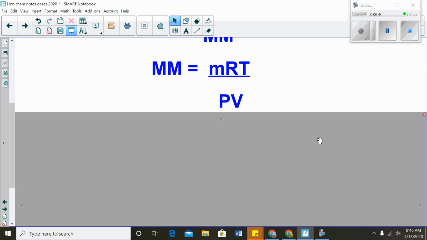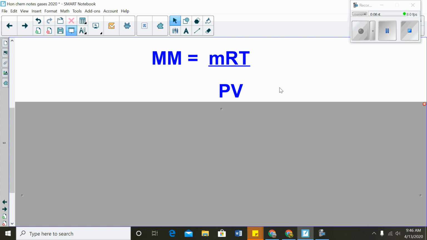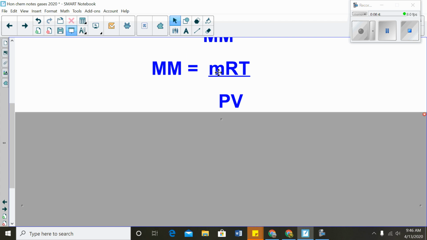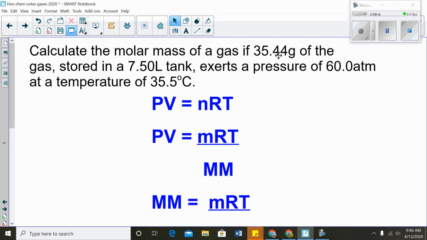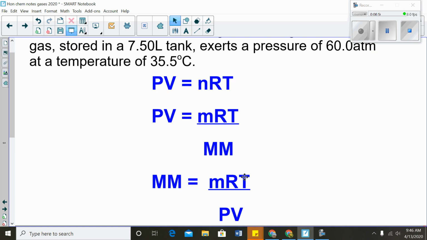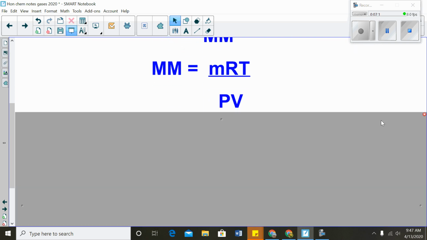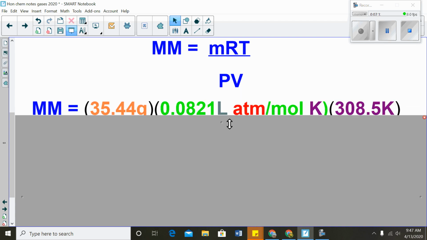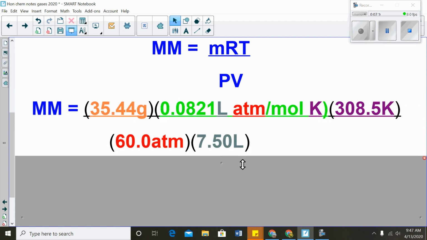So right now you really just need to use this equation to solve the problem, because watch what you're given. Do you have a mass? Sure do, 35.44 grams. T, temperature, right here, 35.5 degrees Celsius. P is pressure, 60.0 atm. V is volume, 7.50 liter. And then the R will be based on this pressure. So you really just need to put in your values here, choose the correct R, and make sure you're using proper units. So again, I'm color coding this to help you see why things are placed the way they are.